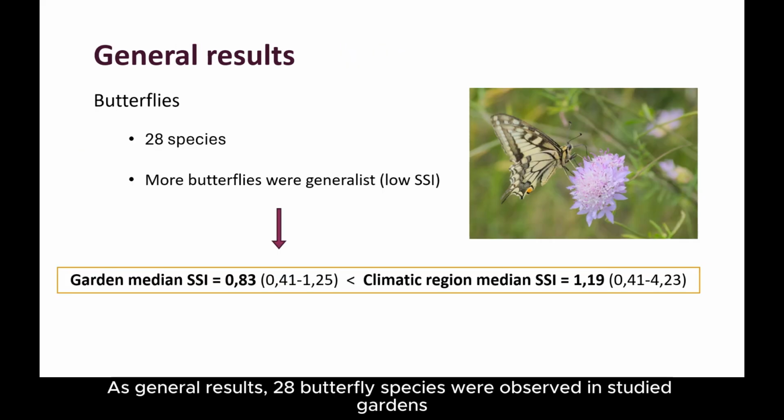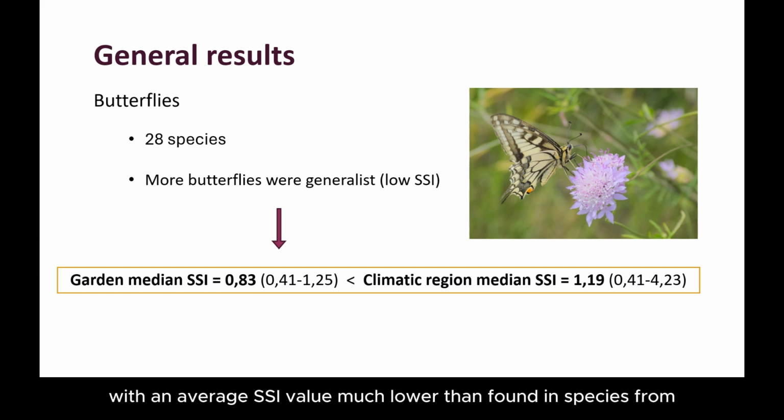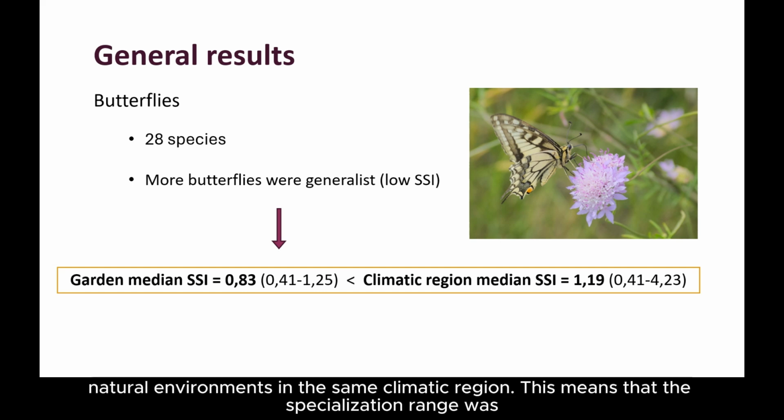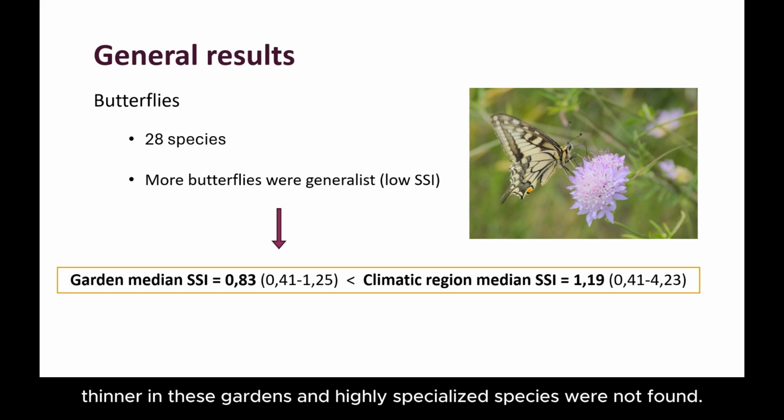As general results, 28 butterfly species were observed in the studied gardens, with an average SSI value much lower than found in species from natural environments in the same climatic region. This means that the specialization range was narrower in these gardens, and highly specialized species were not found.